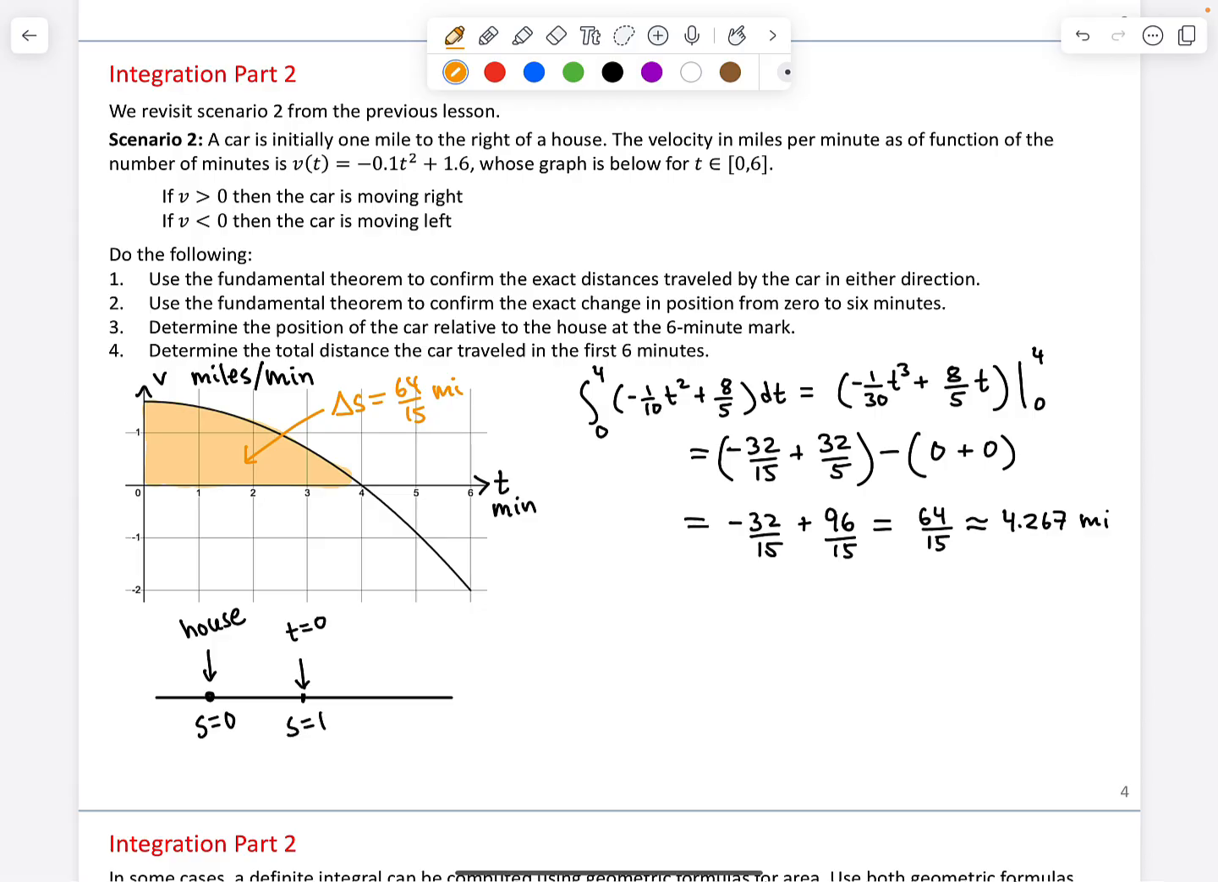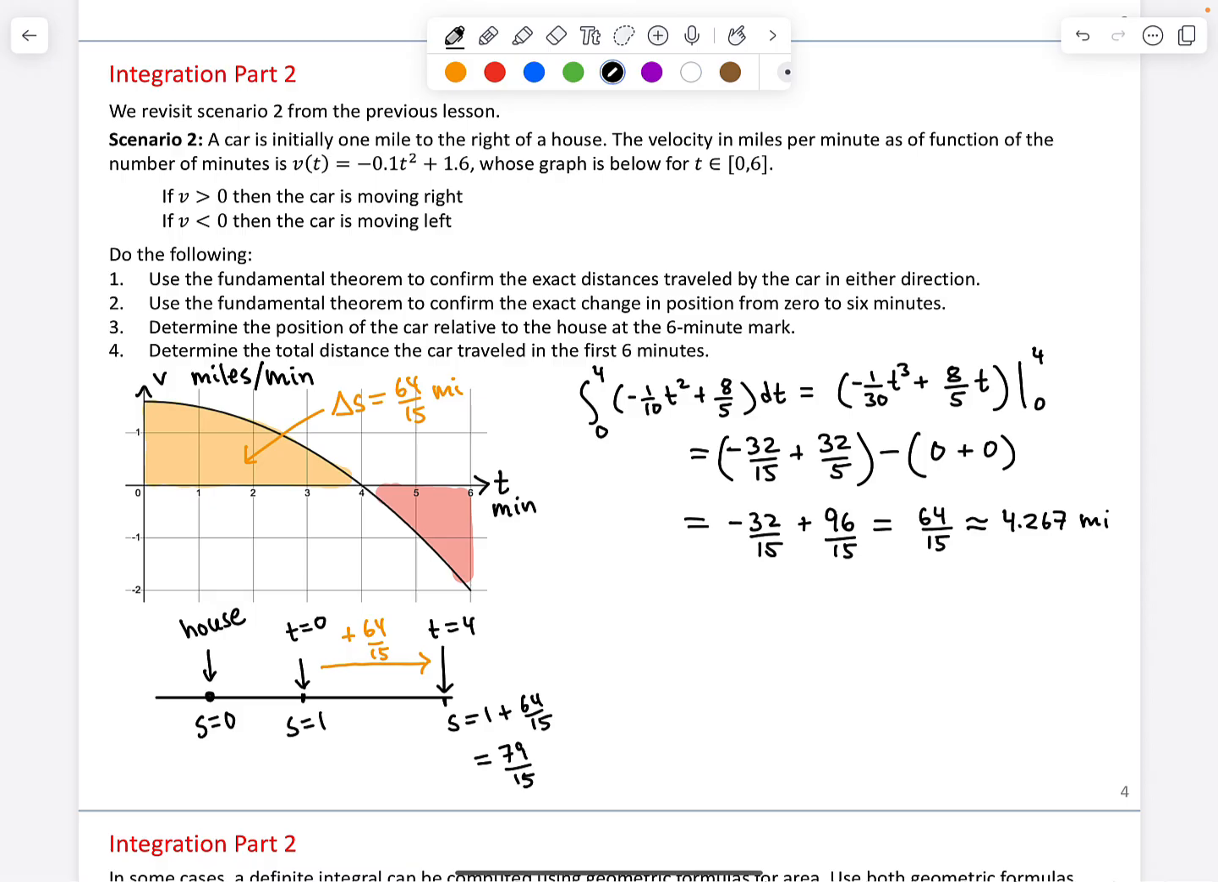And I'll use this fraction and not the decimal. And the change in position is positive, suggesting that we are going further to the right. S is increasing. So we want to go to the right, 64/15. And at time 4 minutes, our new position will be 1 plus 64/15. Get a common denominator, and that gives us 79/15. That's how far the car is from the house and to the right at this time.